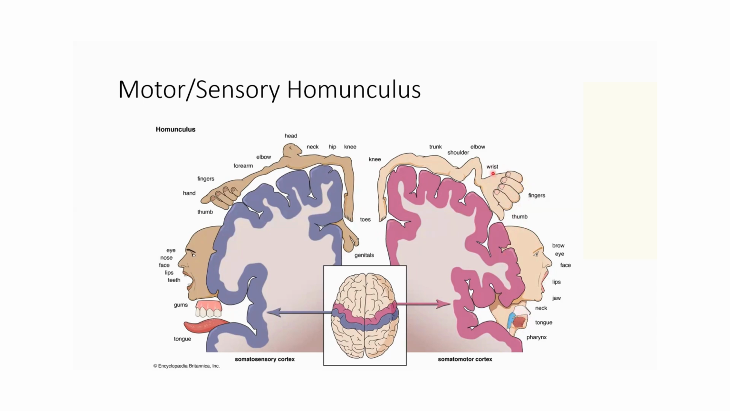The reason why your hand is so big on this motor homunculus is that there are so many fine movements you can do with your hand. So you need a lot more real estate to house all the nerve cells that are responsible for that. And same thing with the face. There are so many intricate facial expressions you can make, not only for facial expressions and chewing, but also for speech.